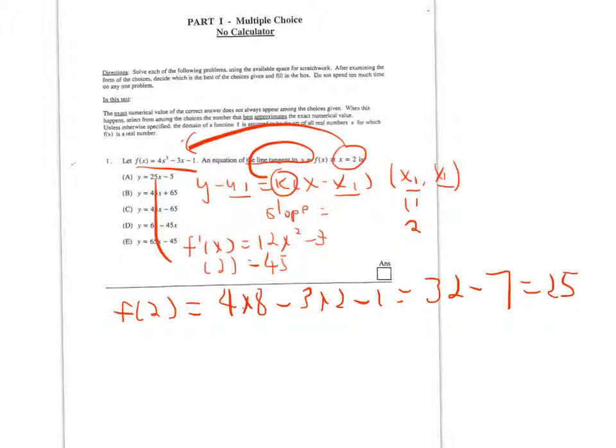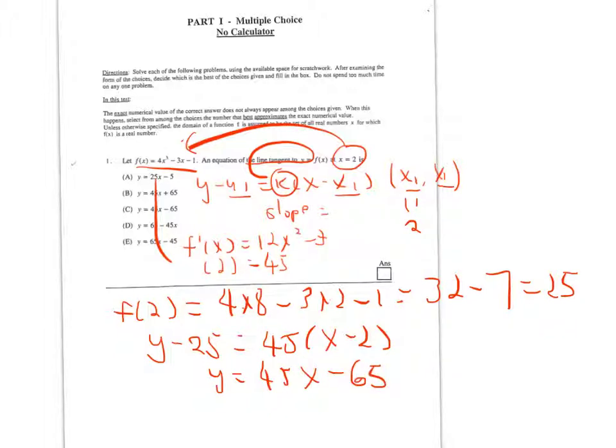Now we have everything we need. We need to plug back into the standard form. y minus 25 equals the slope, which is 45, times x minus 2. If we expand this, we would get the right answer, which is 45x minus 65.